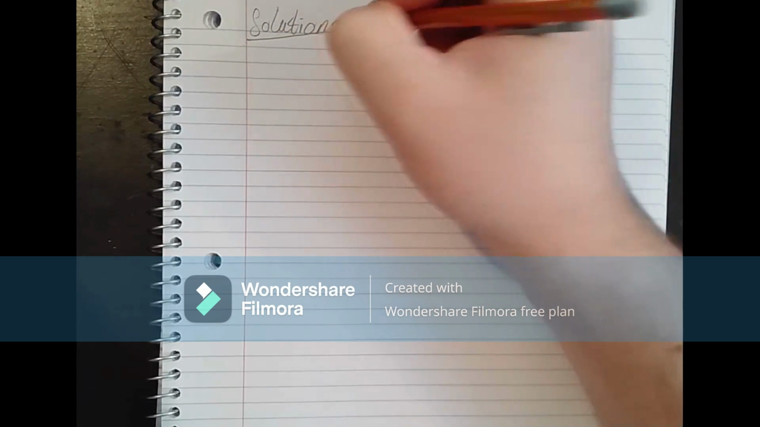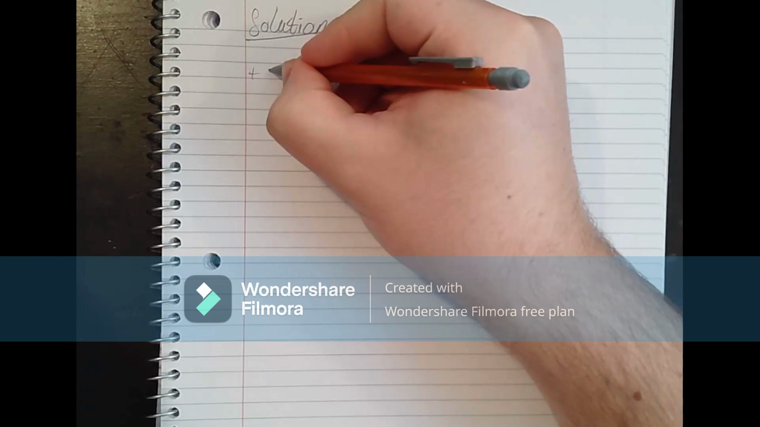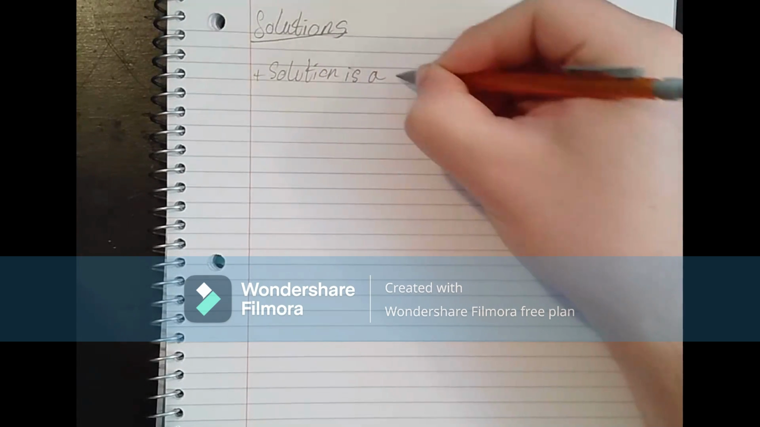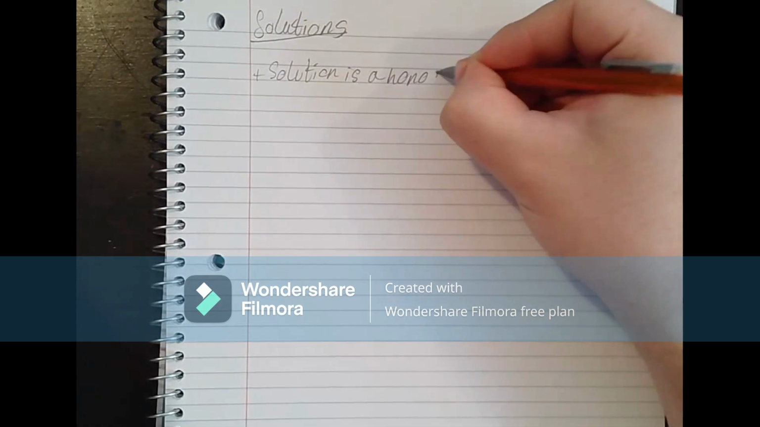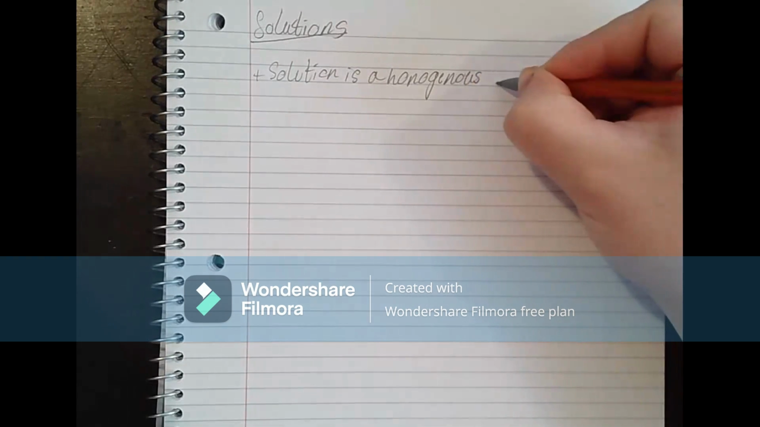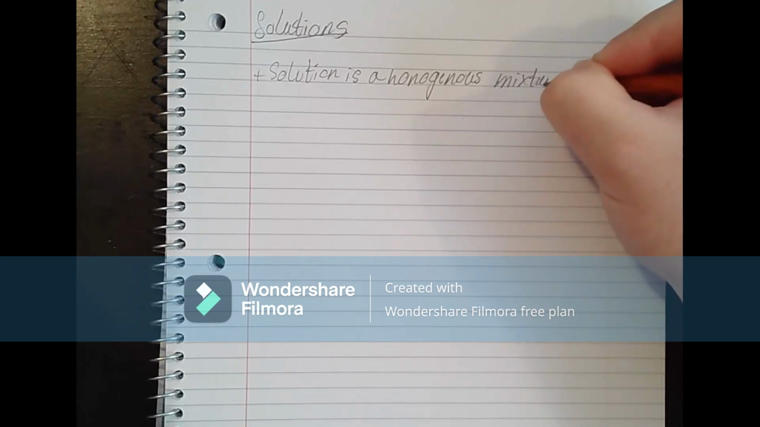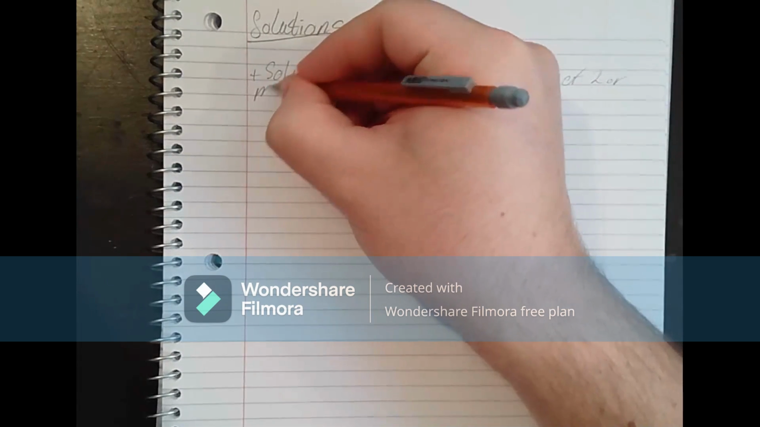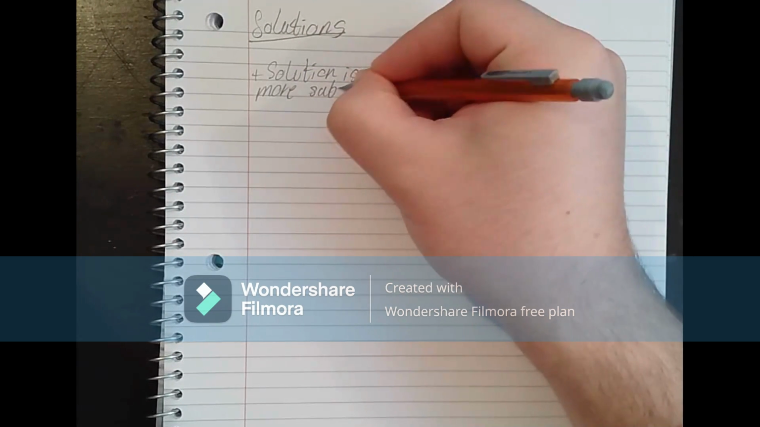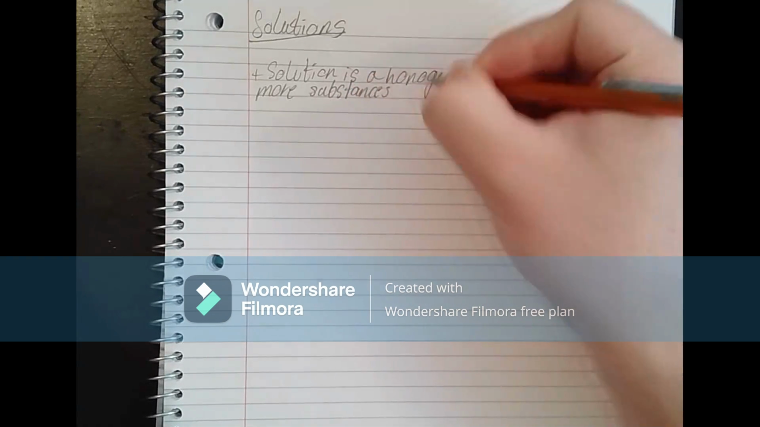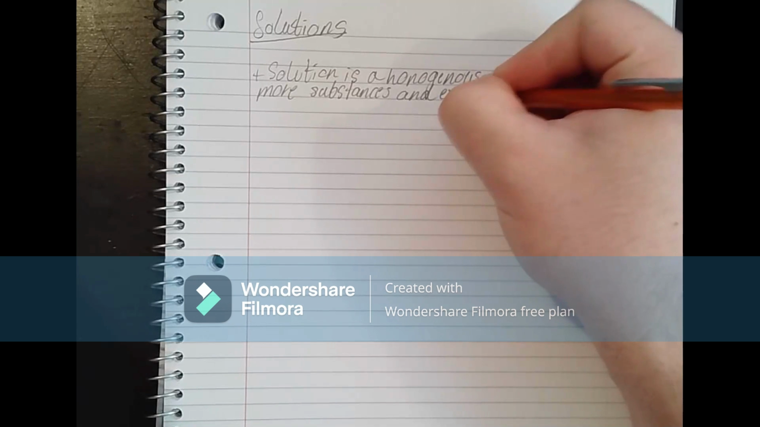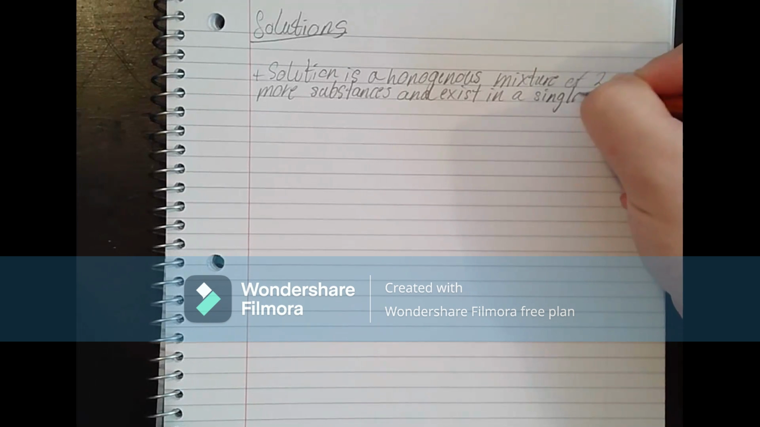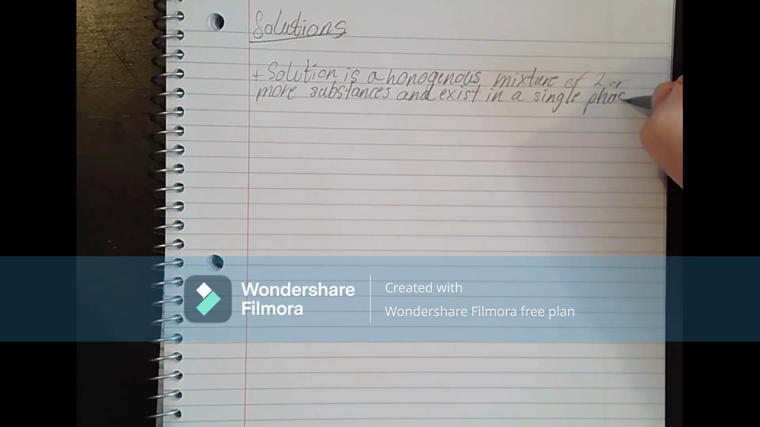See, a solution is a homogeneous mixture of two or more substances and exists in a single phase. Now this is the definition for solution.